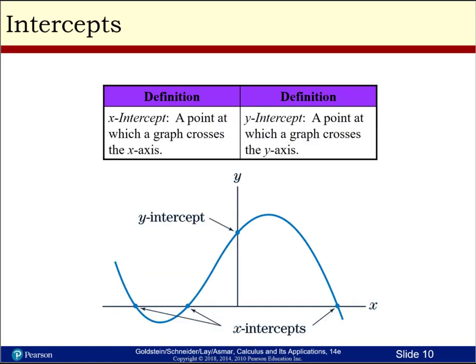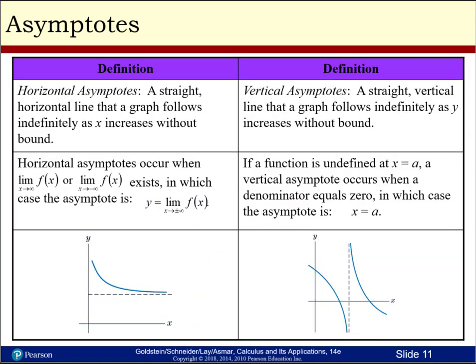Intercepts. This is a common concept that we've been discussing for a very long time. The x-intercepts are those places where the graph crosses the x-axis. The y-intercept is the point at which the graph crosses the y-axis.